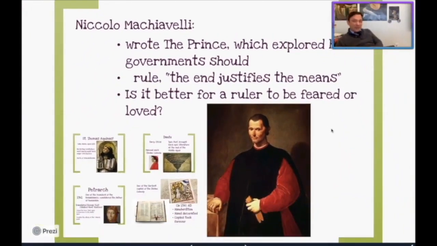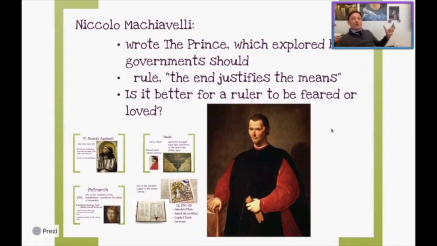What he basically advocated for was a cunning, ruthless ruler, right? Somebody that shows the qualities of a wolf and a fox, right? Being intelligent and also very kind of malicious at times when they needed to be, right?